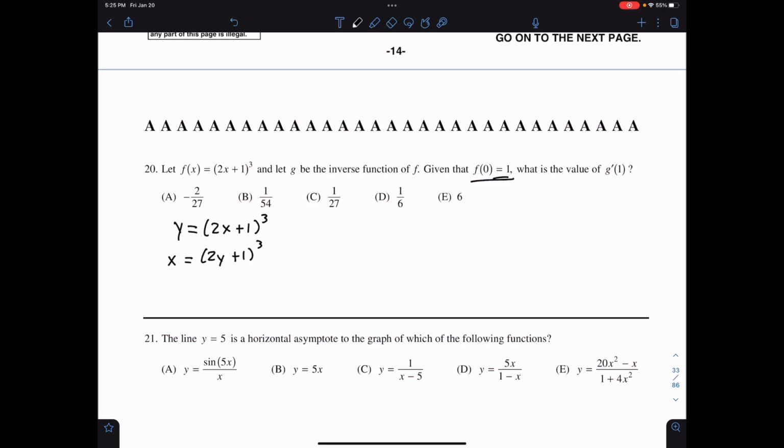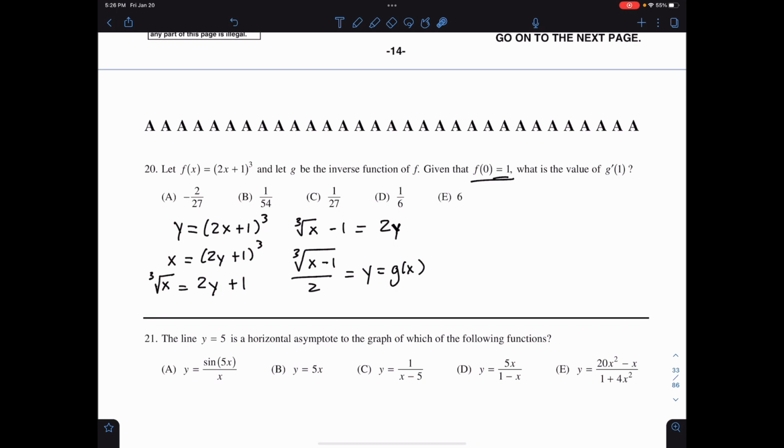So the first thing I'm going to do is undo the cube. So I get the cube root of x is equal to 2y plus 1. Now I isolate the y. So I get the cube root of x minus 1 is equal to 2y. And then I divide both sides by 2. So the cube root of x minus 1, all over 2, is equal to y. All right, and this y, that's my inverse function, so this is g of x. Perfect.